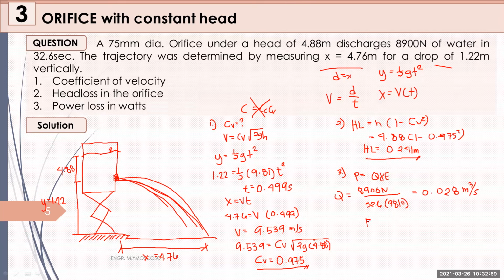Therefore, your power loss is equal to 0.028 times your gamma, which is 9,810, times your head loss or your energy dissipated, that was 0.241. Okay? Therefore, your power would be equal to 65 watts. Kindly confirm na lang. Okay? And that is your final answer.